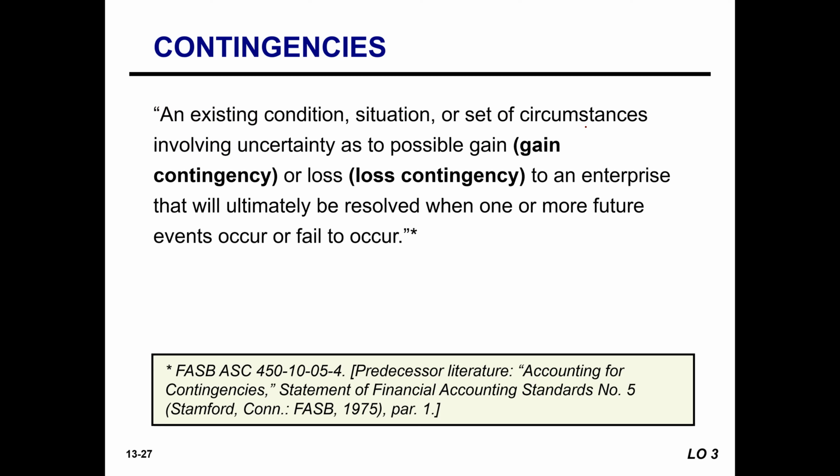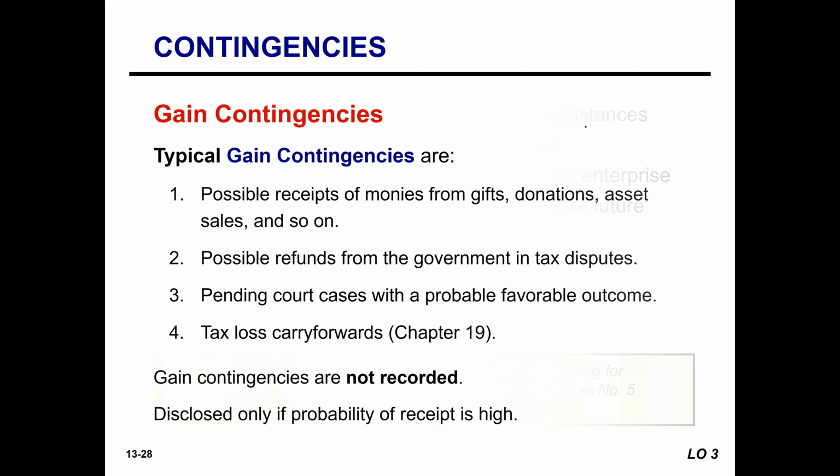So we're going to see with the gain contingency, we don't generally recognize that until it happens. Loss contingency, it depends. If the loss contingency is probable and reasonably estimatable, we would record it.